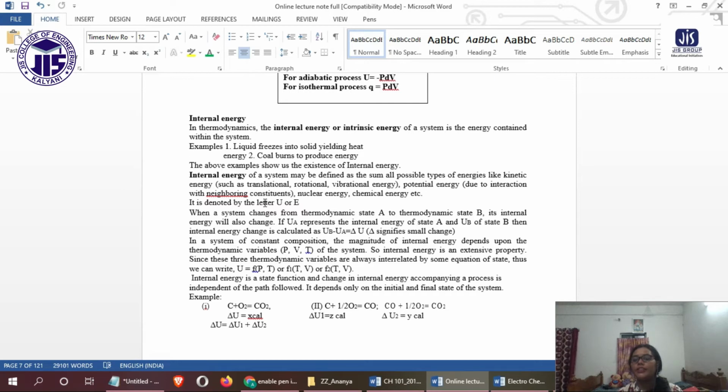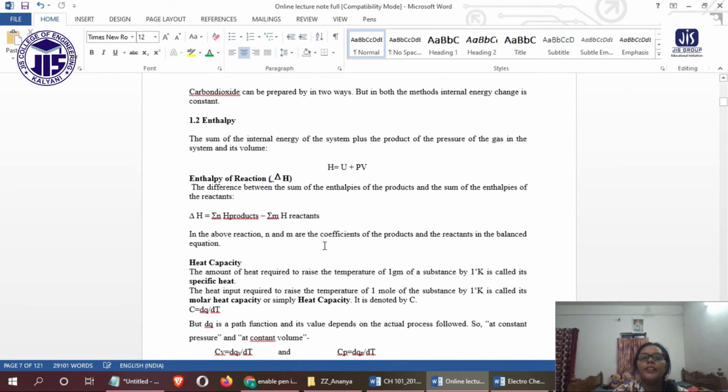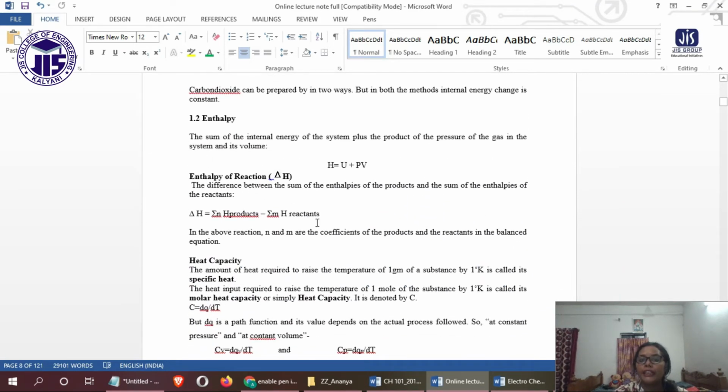So these three types of kinetic energy we have, and also the potential energy, nuclear energy, and chemical energy. The summation of all these energies is called the internal energy. So the total energy acquired by a substance internally is called the internal energy.